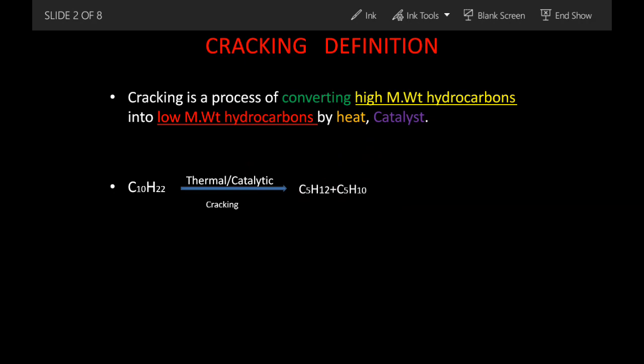As an example, here you can see decane, C10H22, is taken, and by applying high temperatures or catalyst on it, we are separating it into n-pentane, C5H12, and another compound, the C5H10 pentene. So this process, the conversion of high molecular weight long chain hydrocarbons into short chain hydrocarbons, is known as cracking.